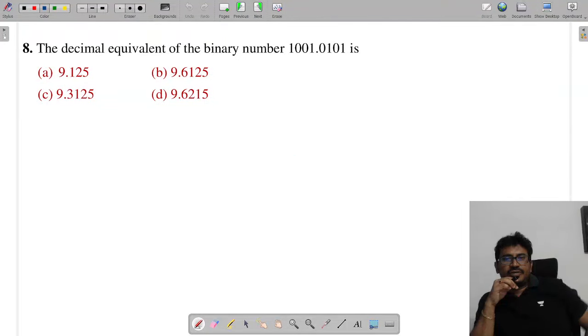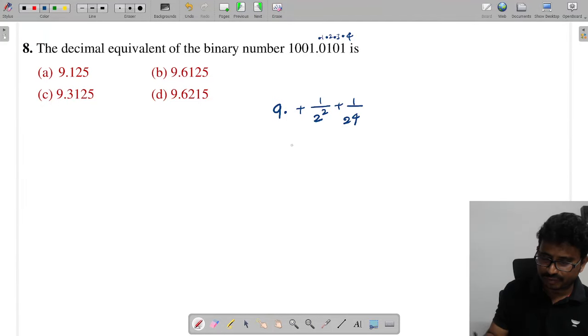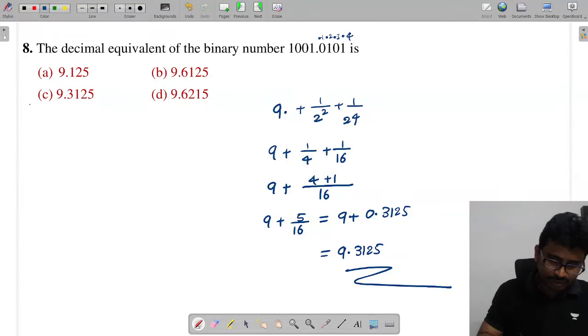Next, the decimal equivalent of this binary number. Now this number, the integer part is 9. And for the fractional part, the positions have 2 power minus 1, minus 2, minus 3, minus 4. Plus what will come here? 1 by 2 square plus 1 by 2 power 4. So this is 1 by 4 plus 1 by 16. So this is 9 plus this value. 16 is the LCM, so this is 4 plus 1. So this is 9 plus 5 by 16. What is the value? 0.3125. So this is equal to 9.3125. So which option? Option C.